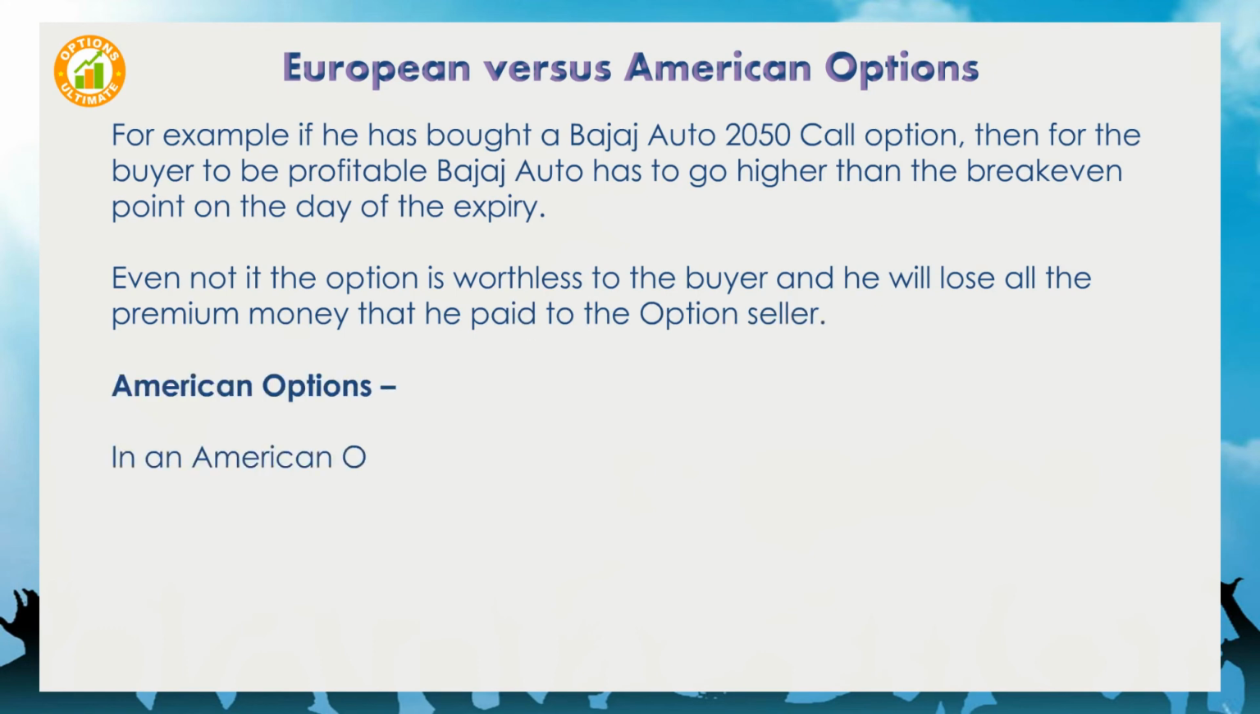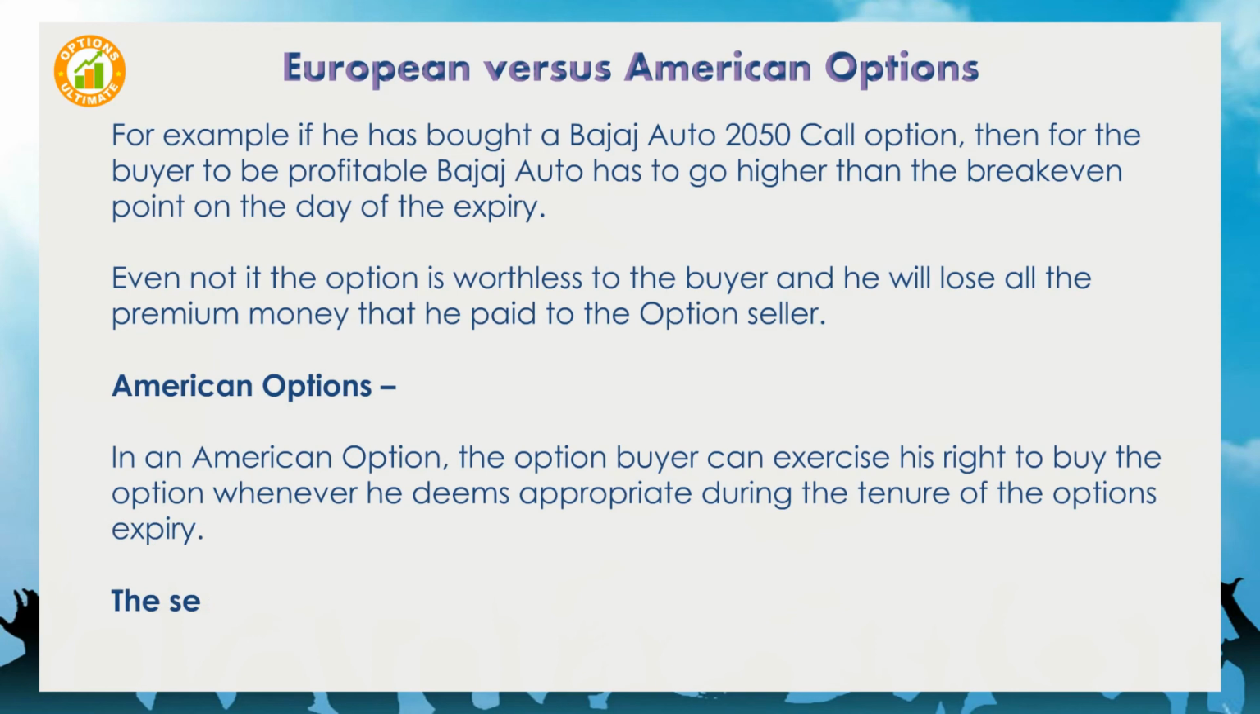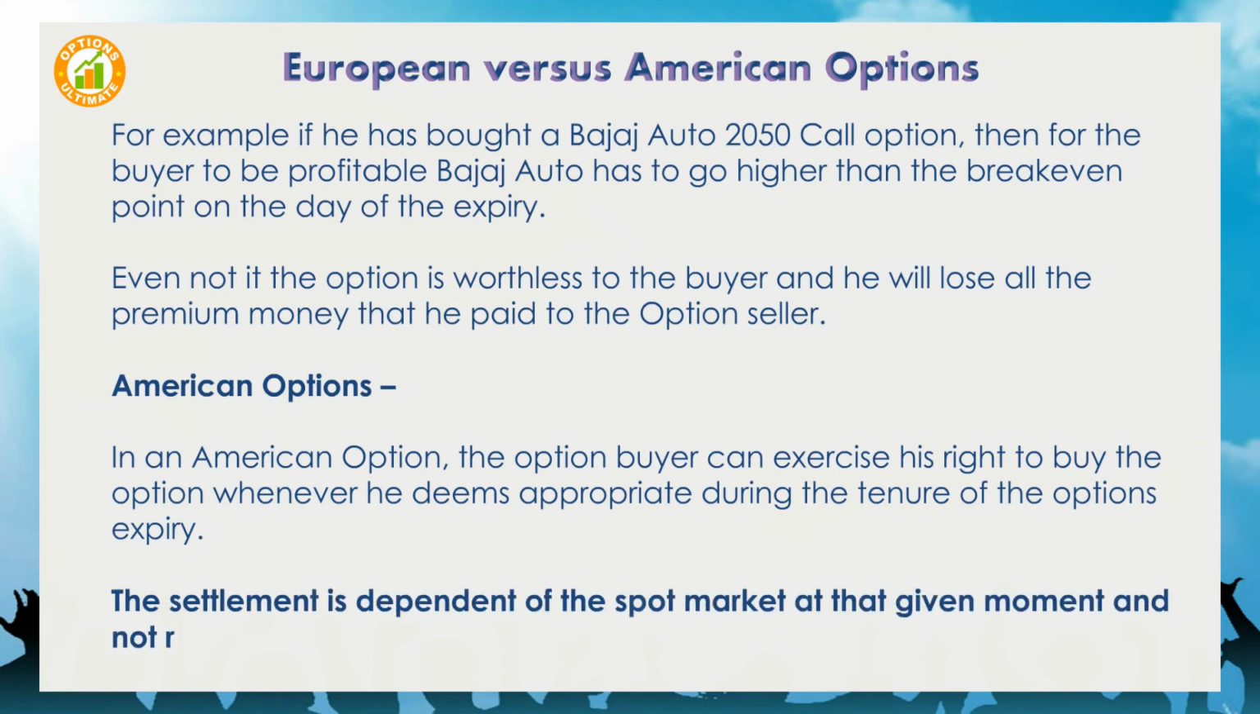American options. In an American option, the option buyer can exercise his right to buy the option whenever he deems appropriate during the tenure of the option's expiry. The settlement is dependent on the spot market at that given moment and not really dependent on expiry.